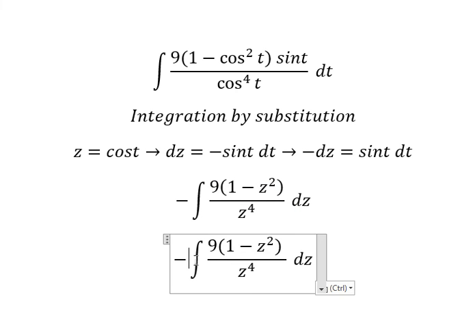Number 9, I will put in here. So 1 divided by z to the power of 4 and z squared divided by z to the power of 4.